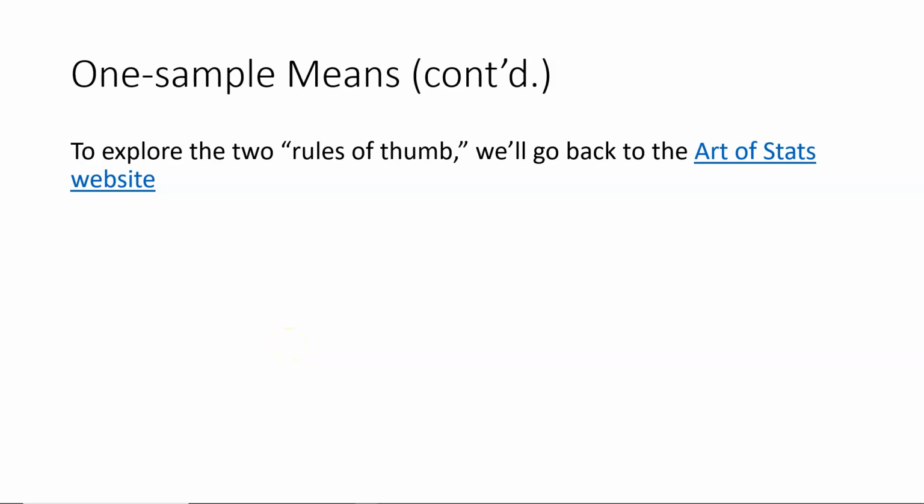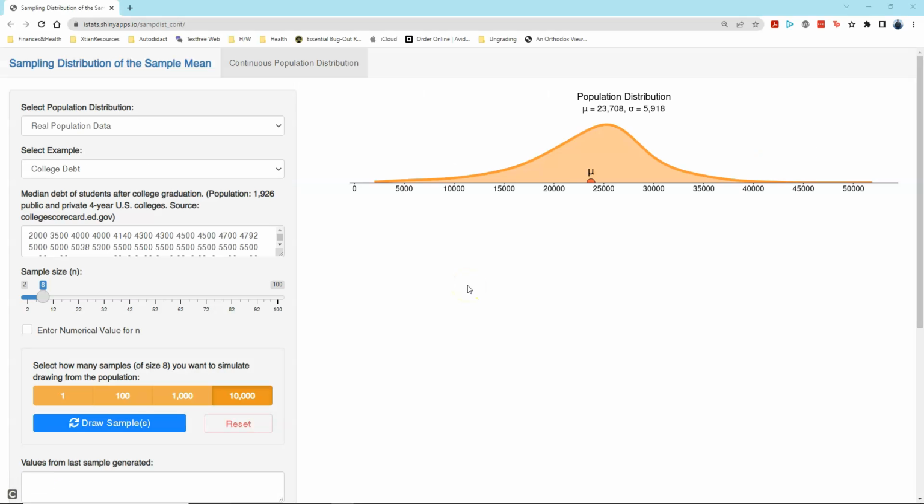So to explore the two rules of thumb for normality that I just discussed on the previous slide, we're going to go back to the Art of Stats website. So I'm at the Art of Stats website, and we're looking at some real population data. The variable for this horizontal axis is the amount of college debt. We see that the distribution, the shape, is approximately normal.